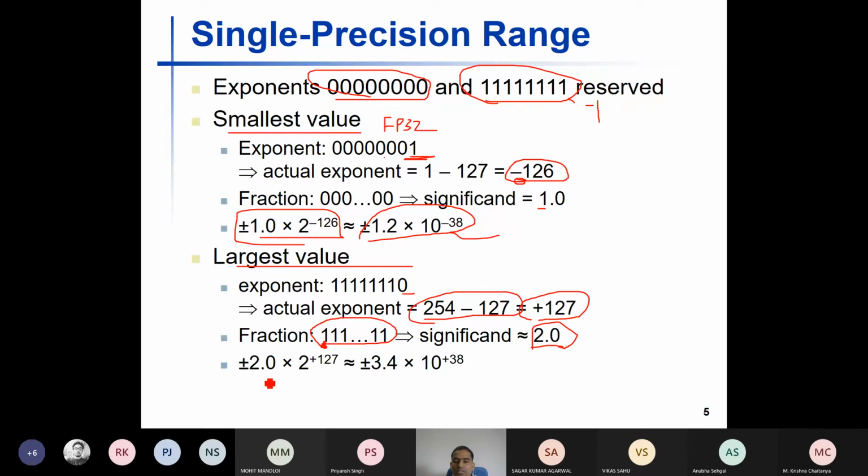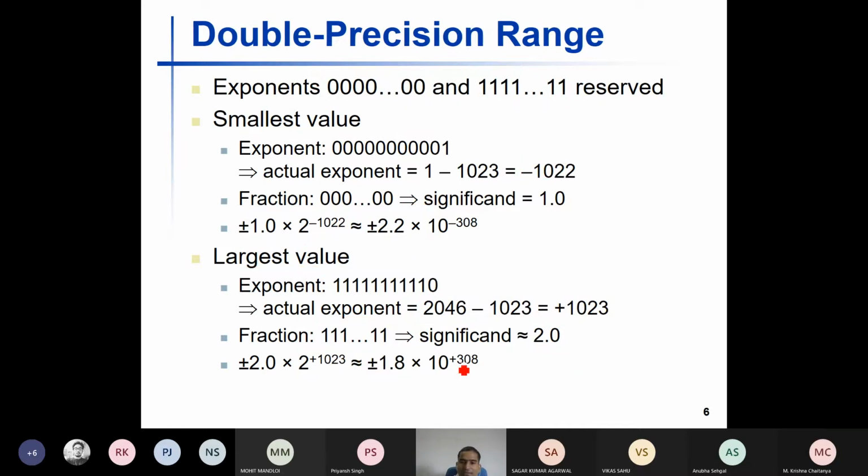So the largest number I can store is 2 into 2 raised to the power 127, which is equal to this. So that means beginning with 10 raised to the power minus 38 to almost 10 raised to the power plus 38. This is the range of numbers I can store. Similarly, we can do this analysis for double precision.